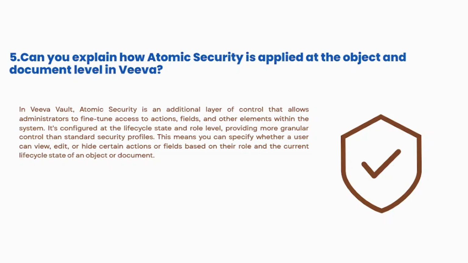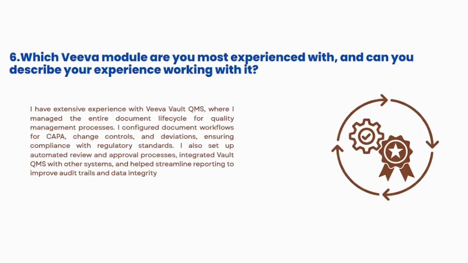Now I'm going to the next question, question number six. Which Veeva module are you most experienced with, and can you describe your experience working with it? So basically, whatever application or module you are working on, it could be Veeva Vault QMS, it could be Veeva Vault RIM, it could be Veeva Vault PromoMats or CTMS. So for QMS, let's say you can mention that you managed the entire document lifecycle and workflow for a CAPA module, change control, and deviation module.